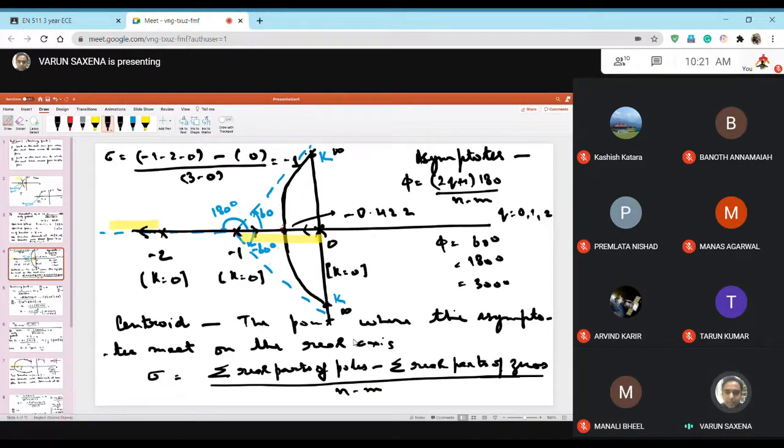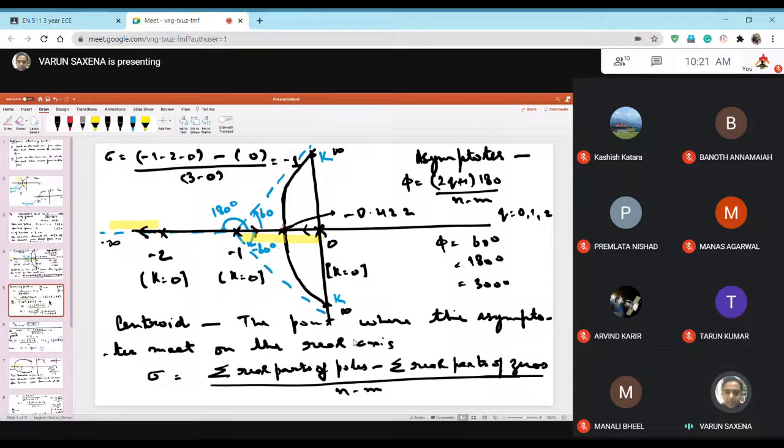So I created these asymptotes, which are these lines. One is at 60 degrees, one is at 180 degrees, and the other is at, I've represented it by -60, which fundamentally means 300, because anti-clockwise is positive, clockwise is negative. So one branch obviously moves away from -2 and goes to infinity. So this is taken care of. The other 2 branches have no other way but to move towards each other from the other poles. So they will break here on the breakaway point.